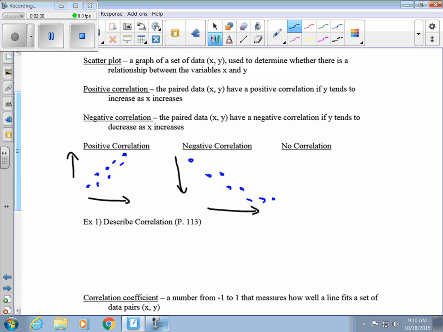And then the other thing we're going to also talk about is, what if there's no correlation? That means there's no rhyme or reason to our data points. They're just kind of all over the place. There's no trend in the data. One doesn't have anything to do with the other.